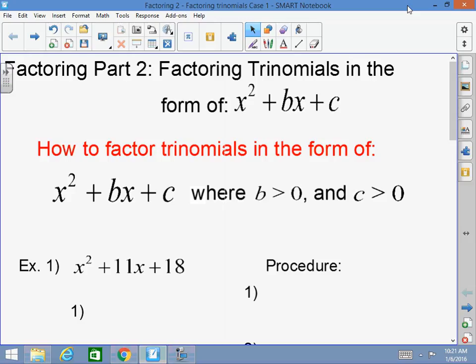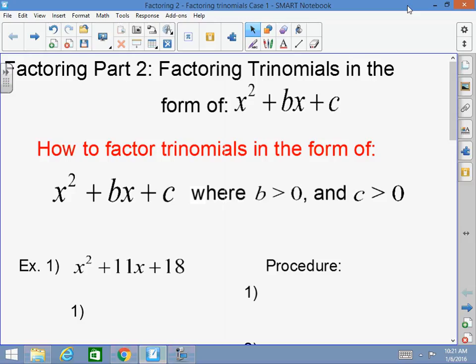Today we're going to continue with factoring, guys. We're talking about factoring trinomials in the form of x squared plus bx plus c. Very important because there's another type of trinomial form, which we're going to learn tomorrow, which is ax squared plus bx plus c, where the a is a number that is greater than 1. So today is a different type.